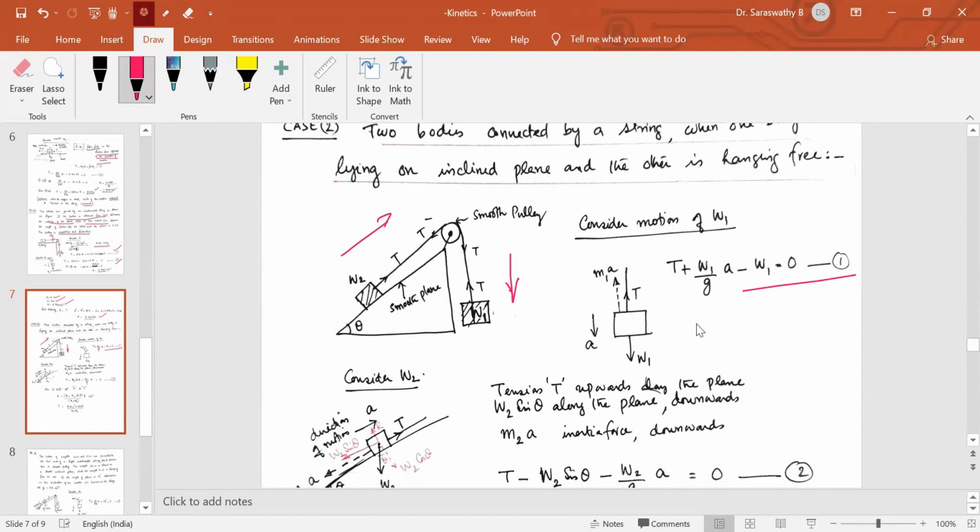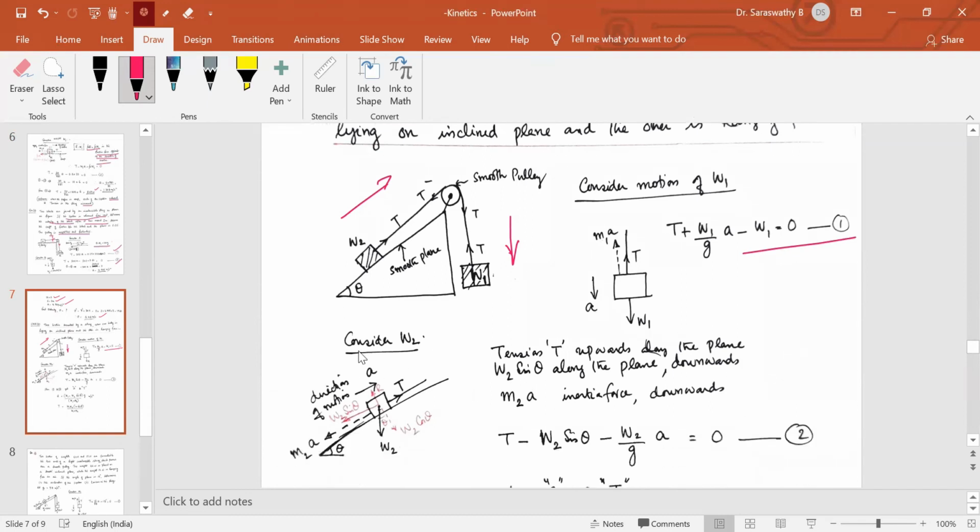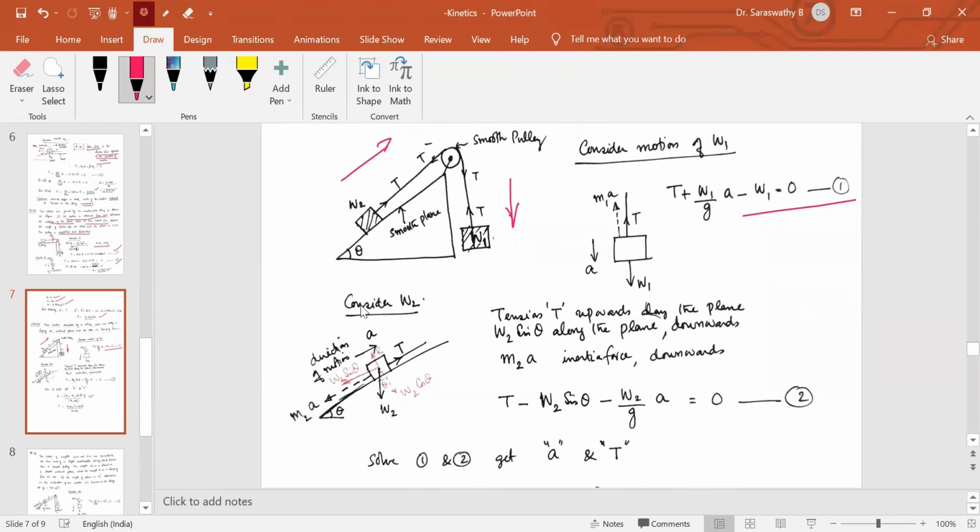First equation. Now, for the mass on the inclined surface, I will draw it once again.